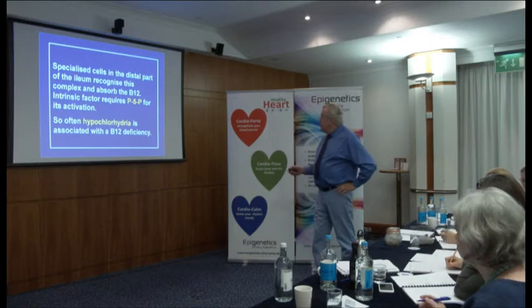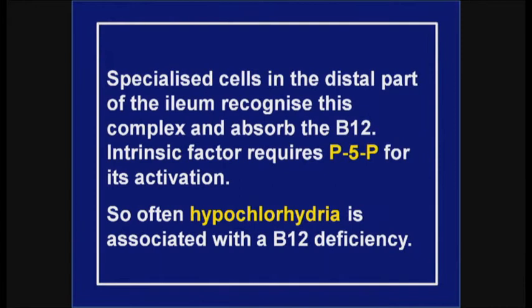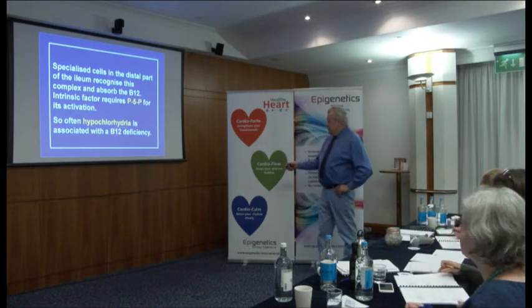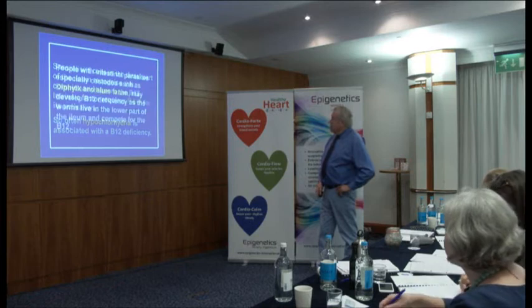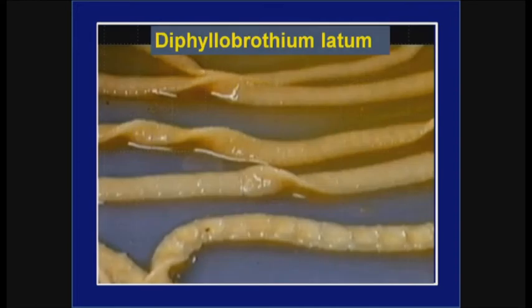For a long time, they thought that the intrinsic factor was actually pyridoxal 5-phosphate, but it appears to be a peptide which requires pyridoxal 5-phosphate for its activation. So there's this link again back with pyridoxal 5-phosphate and stomach acid, which we talked about before. So hypochlorhydria is associated with, or can lead on to, B12 deficiency. People with intestinal parasites, especially cestodes that come up the small intestine, like Diphyllobothrium latum, may develop B12 deficiency as the worms live in the lower part of the ileum and compete for the B12.